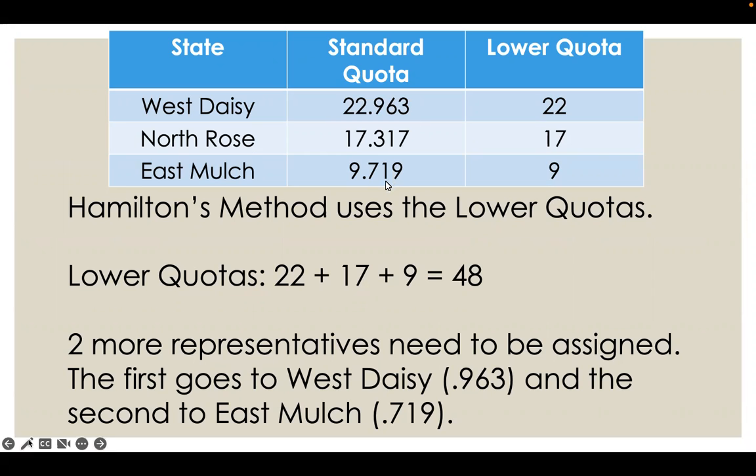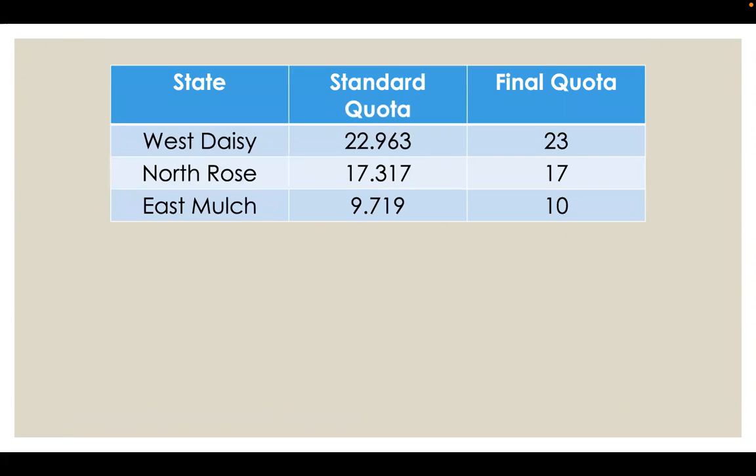So when we look at the decimal portions of the standard quota, you can see West Daisy has the largest decimal portion, the 0.963. So that means 1 goes to West Daisy, and then the next goes to East Mulch because 0.719 is greater than 0.317. So if we give 1 extra to West Daisy and 1 extra to East Mulch, now 23 plus 17 plus 10 gives me my 50 desired representatives.